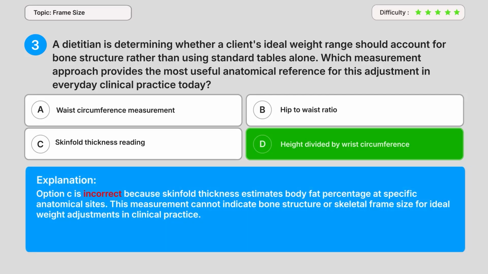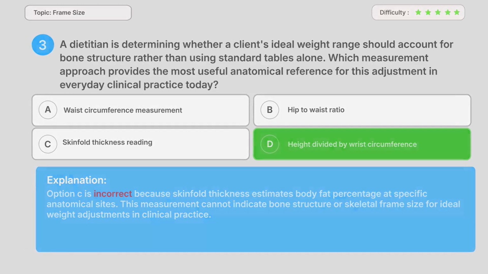Option C is incorrect because skin fold thickness estimates body fat percentage at specific anatomical sites. This measurement cannot indicate bone structure or skeletal frame size for ideal weight adjustments in clinical practice.